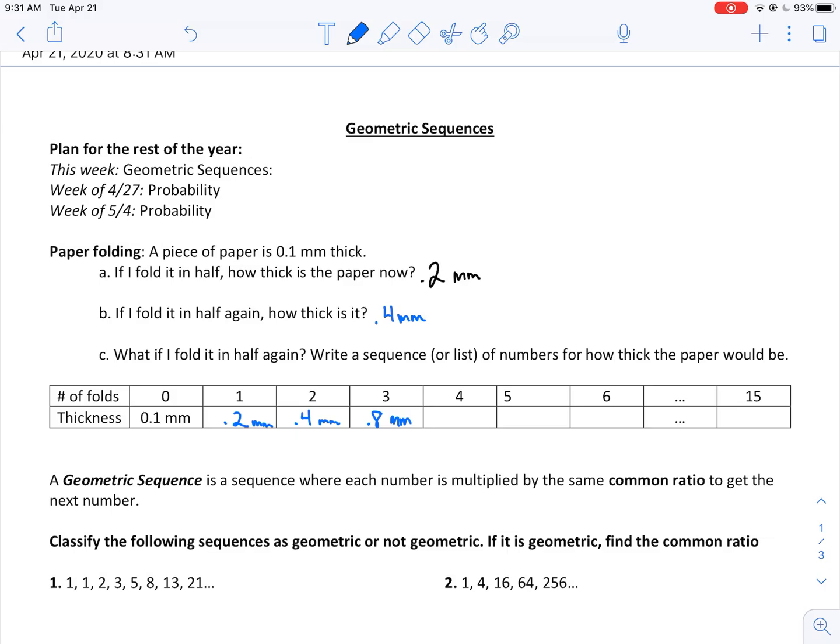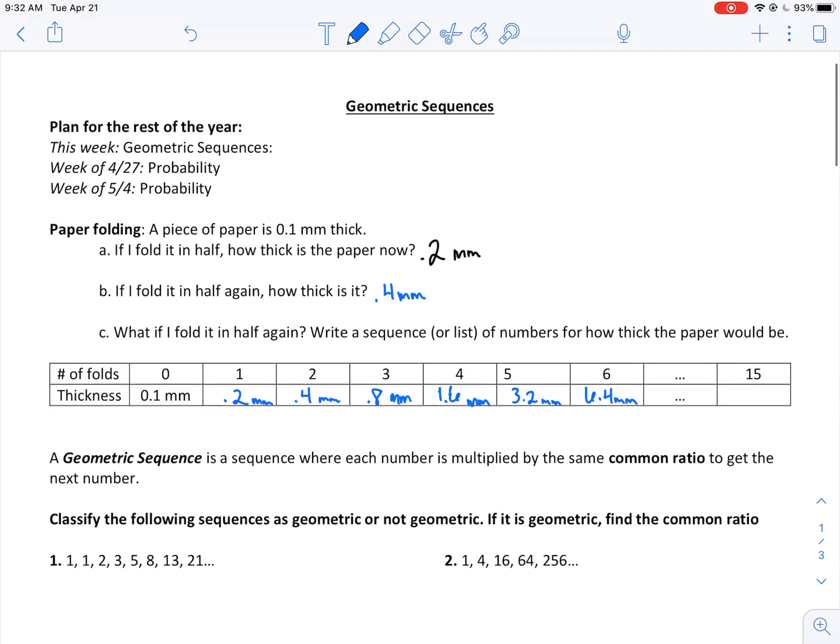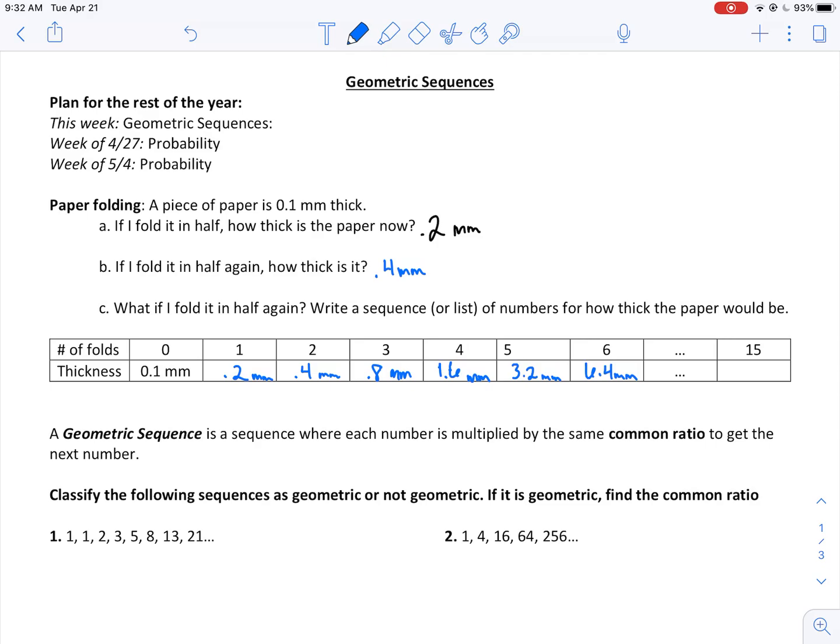Well, let's see. 1 fold is 0.2 millimeters. 2 folds is 0.4 millimeters. 3 folds would be 0.8 millimeters. 4 would be 1.6. 5 would be 3.2 millimeters. 6 would be 6.4 millimeters.